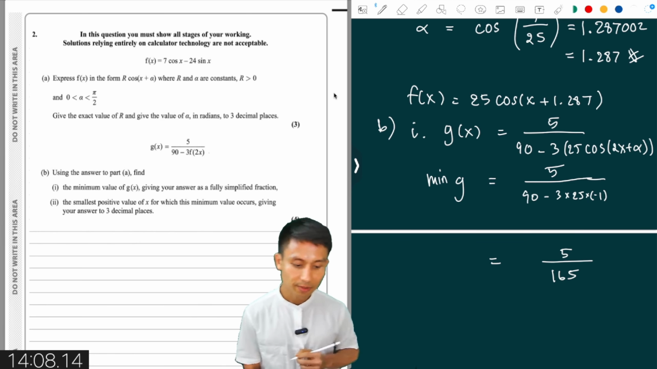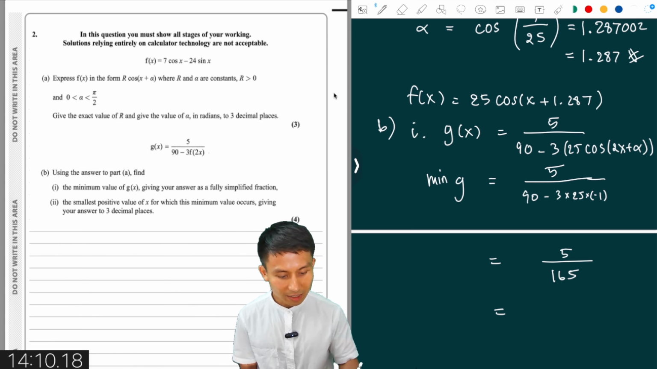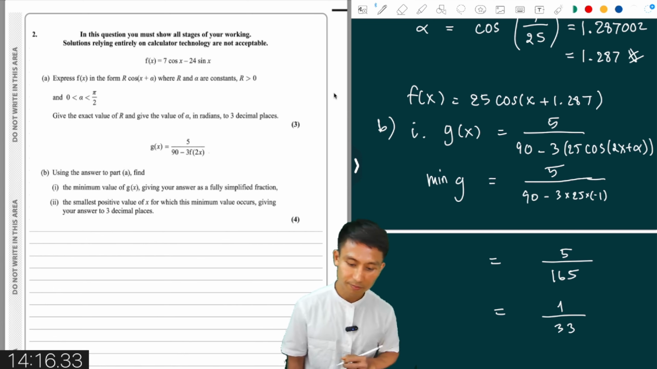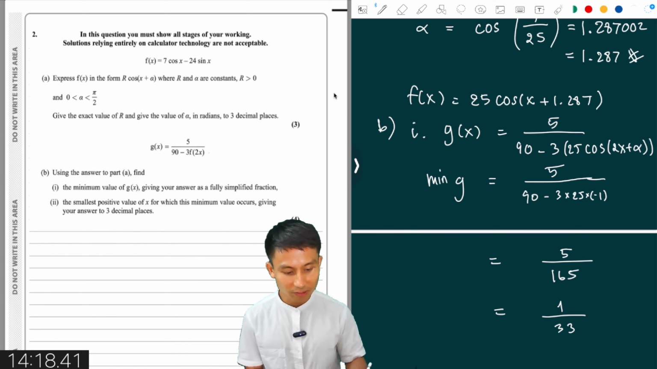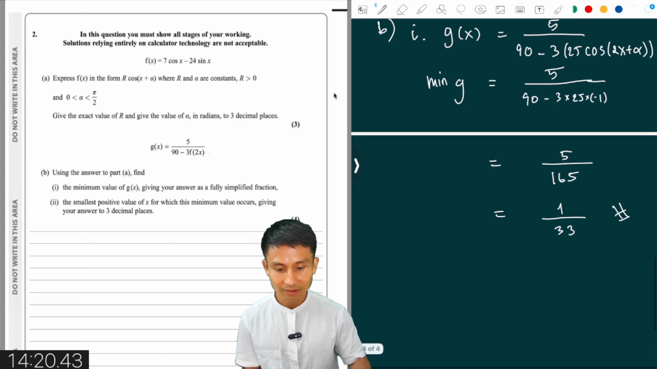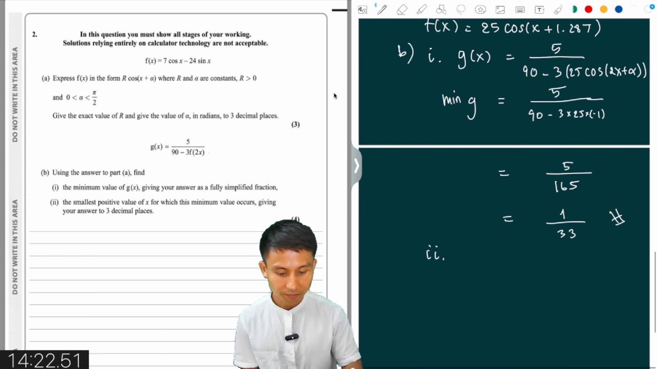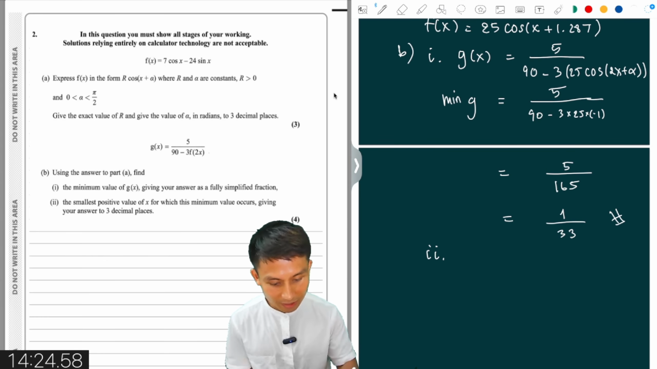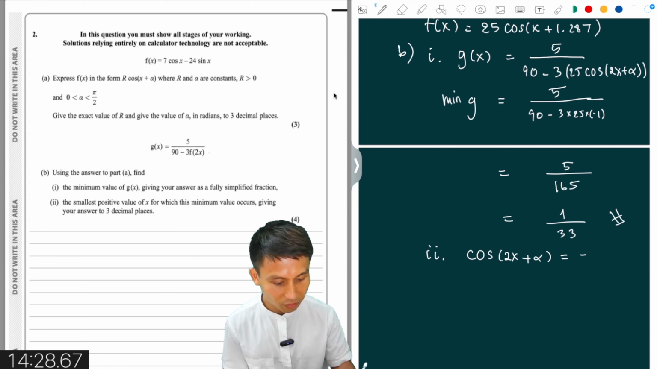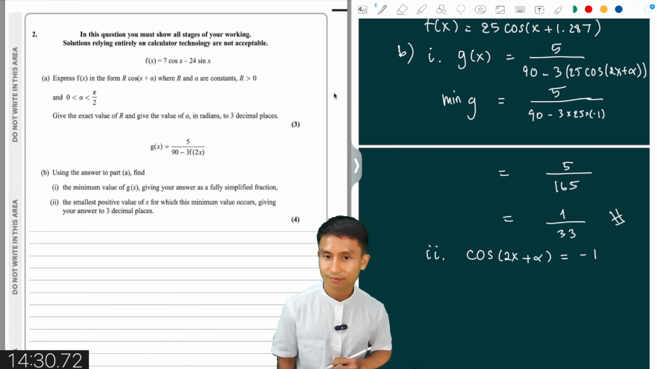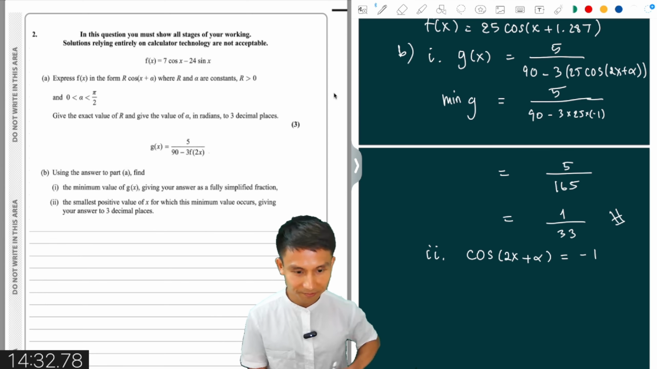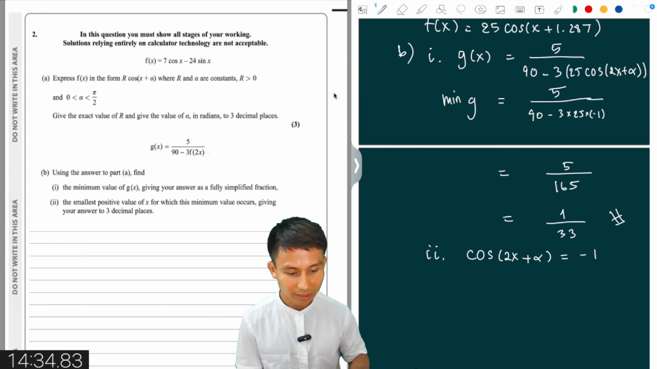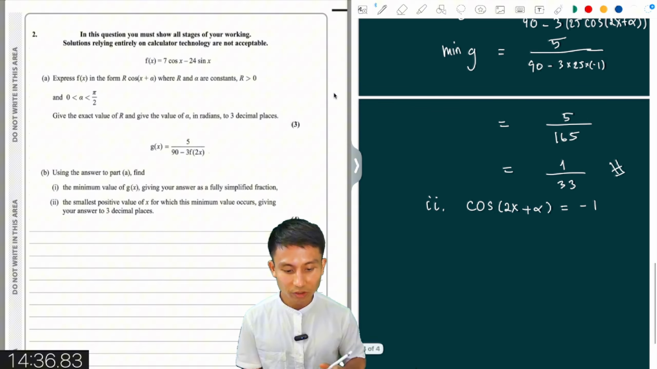So that is 5 over 165, isn't it? Just checking. And that comes to 1 over 33. So that is a fully simplified fraction for the minimum. And for part ii, that occurs when cos(2x + alpha) equals -1, because we put it as that. So we solve for this.